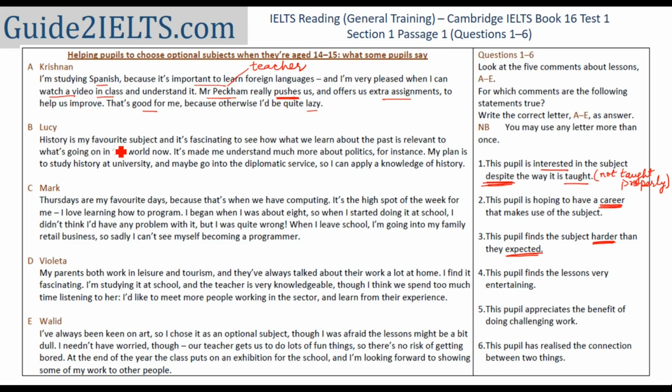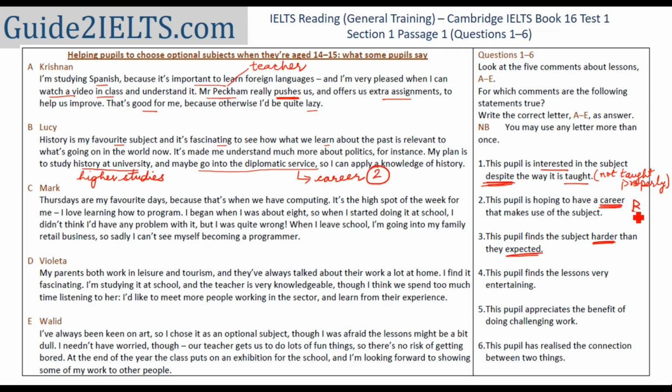History, favorite subject, fascinating, learn about the past, relevant to what's going on in the world now, made me understand more about politics. Plan is to study history at university and maybe go into the diplomatic service so I can apply a knowledge of history. This is clearly talking about a career. Do higher studies in the subject and then diplomatic service here is talking about the career. I was expecting a word like job or I would like to pursue it when I grow up, but it just says go into the diplomatic service here. The answer to the second statement is clearly B.